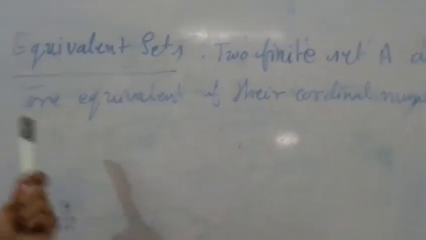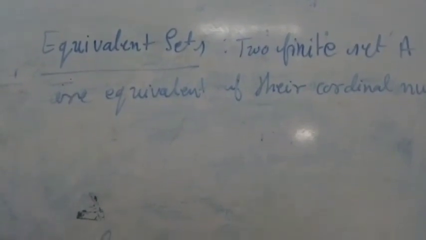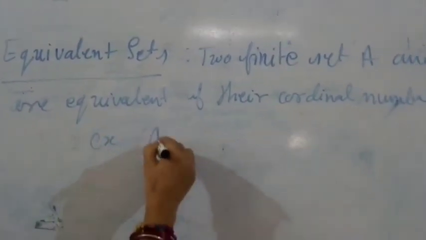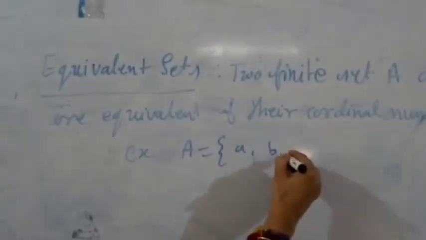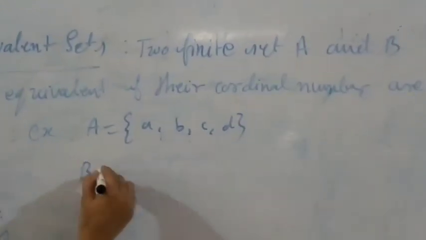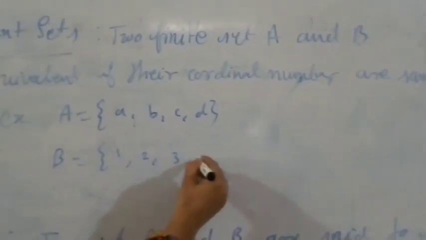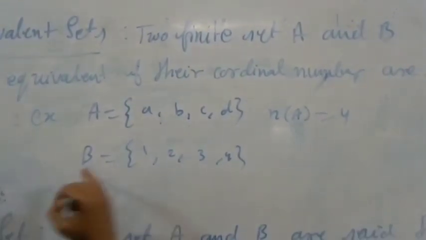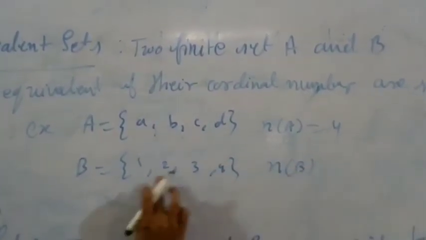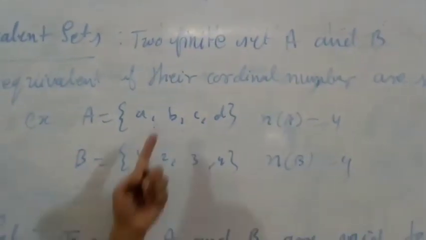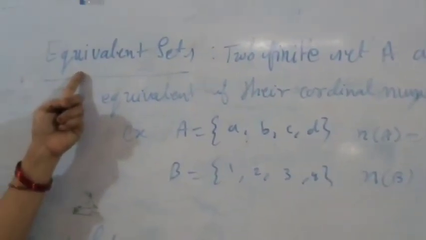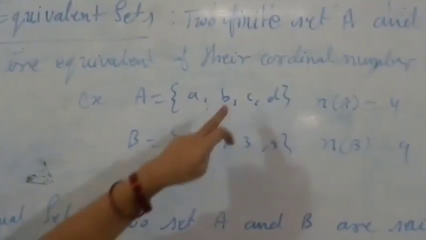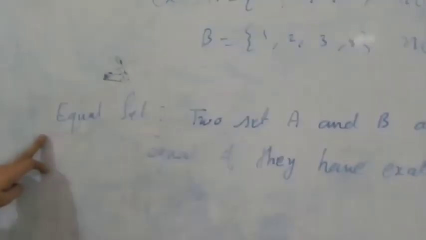Equivalent set. Two finite sets A and B are equivalent if their cardinal numbers are the same. For example, suppose A = {a, b, c, d} and B = {1, 2, 3, 4}. The cardinal number of A is n(A) = 4. The cardinal number of B is 4, with elements 1, 2, 3, 4. It means these two sets are equivalent sets. Equivalent set means the cardinal number should be the same. Elements may be different.